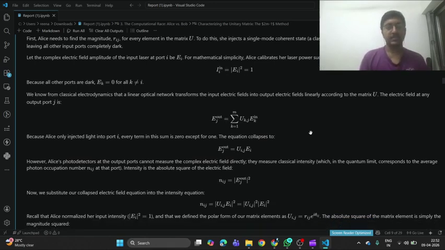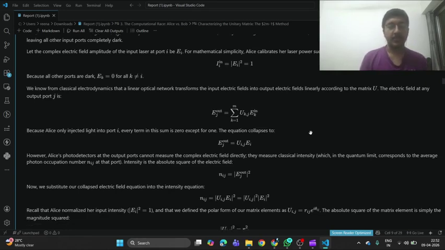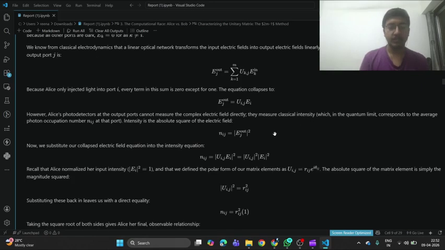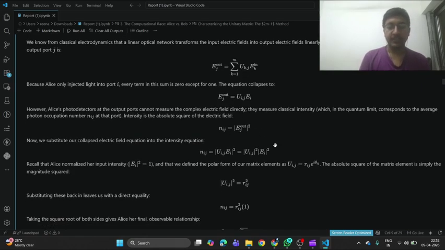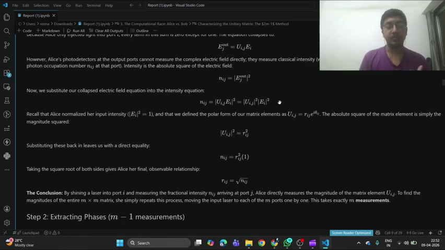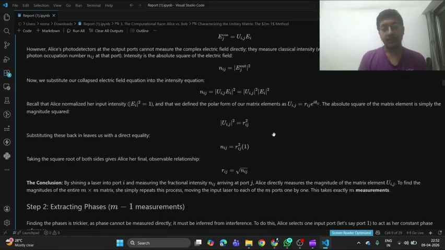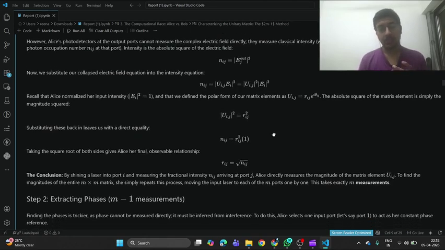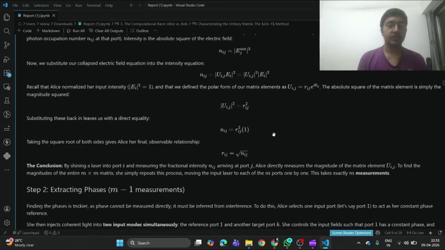Now, let's assume that Alice is measuring the output port j using the same unitary transformation matrix mathematics discussed above. We can write the output field at the mode j as follows. Now, when we take the intensity of this field, we see why we took the intensity of the input field to be 1, and immediately we see that the intensity of the output field at mode j is equal to the square of the magnitude of the unitary transformation element which was used to transform the incoming light from mode i to mode j.